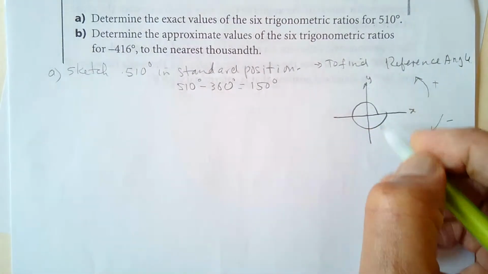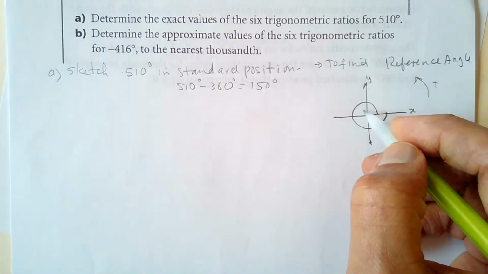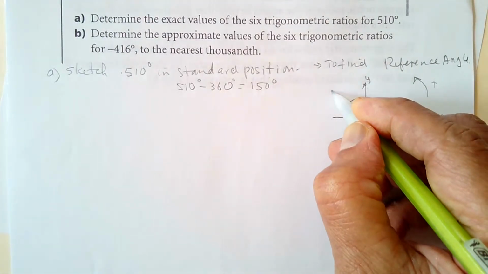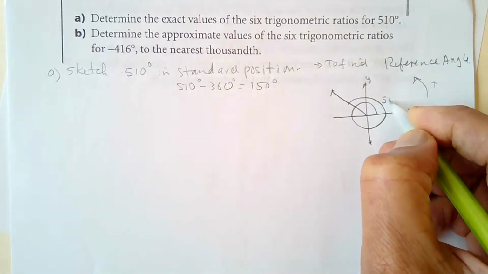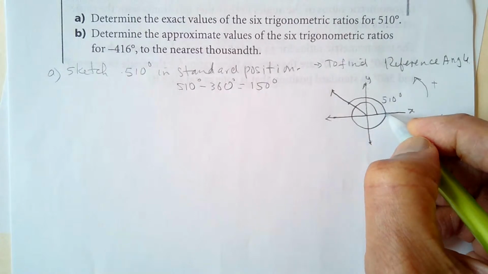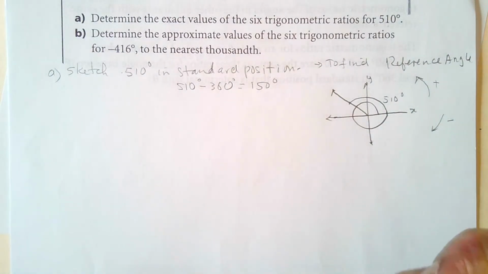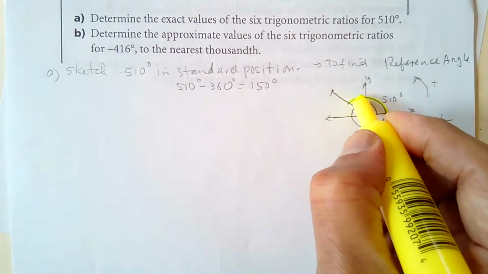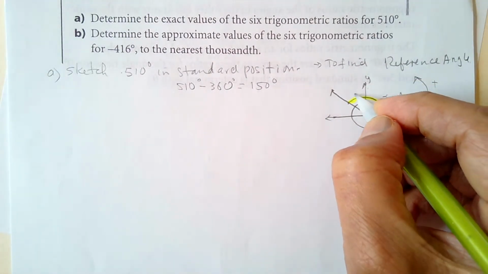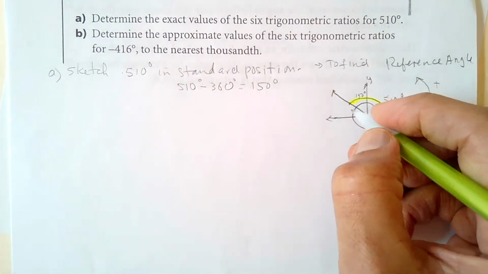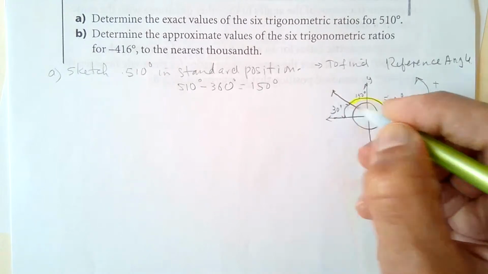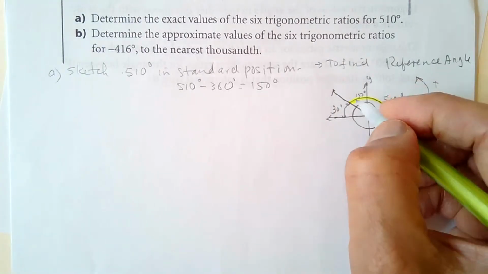It's just 90 up here. So 150 will be approximately there. So that's 510 degrees. If I look back here, this angle from here to here is 150. So my reference angle, this is my reference angle here, is 30 degrees. So this is my terminal arm.